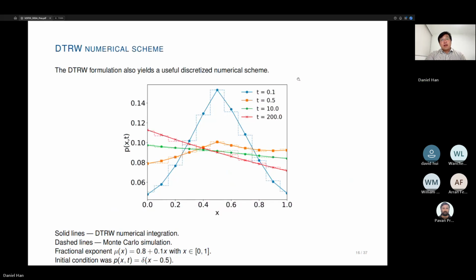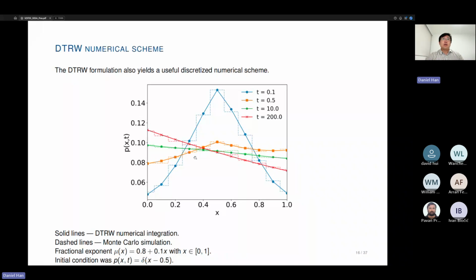As I said before, the discrete time random walk also yields a very useful first-order discretized numerical scheme. The good thing about this numerical scheme is that it conserves probability mass. It's built into the numerical algorithm that if you sum up all of the masses, no matter how big your bin size is, they will always sum to 1.